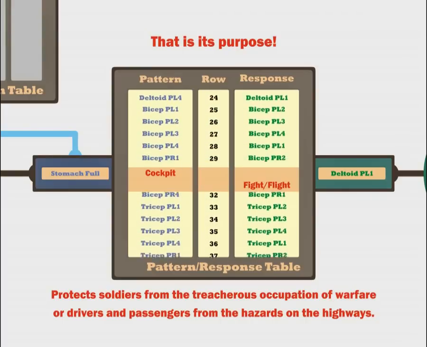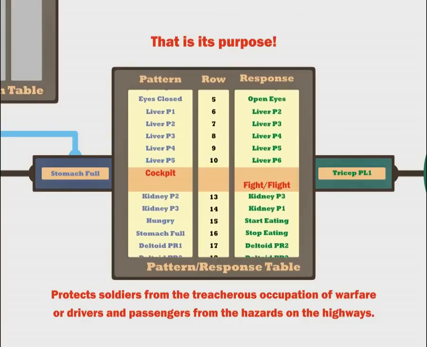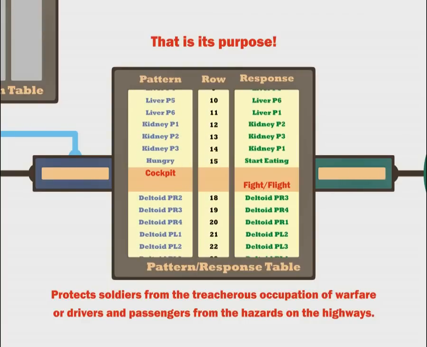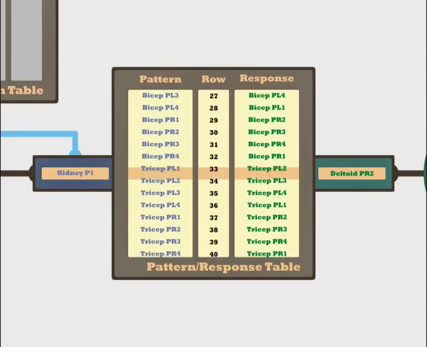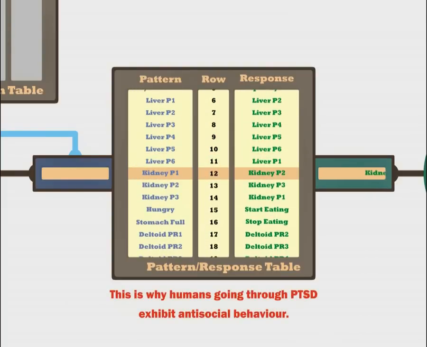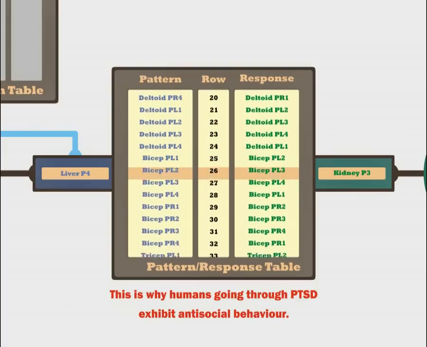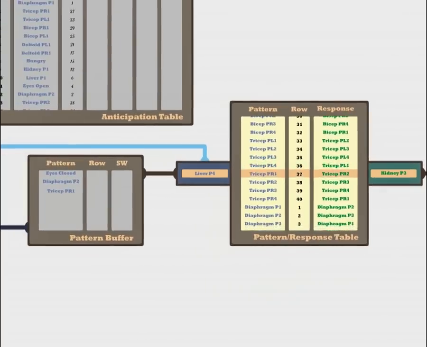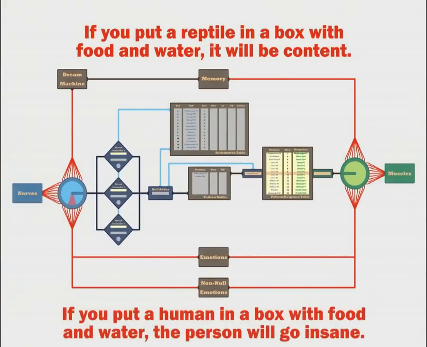Now, when this process is triggered, the assumption made is that there is an unknown predator around. Until the conditioning process is finished, the animal is in danger. The safest thing the animal can do is hide somewhere. This is why humans going through PTSD exhibit antisocial behavior, and it is the reason why humans have a problem with PTSD. If you put a reptile in a box, give it food and water, it will live its life completely content. But if you put a human in a box with food and water, the human will go insane.